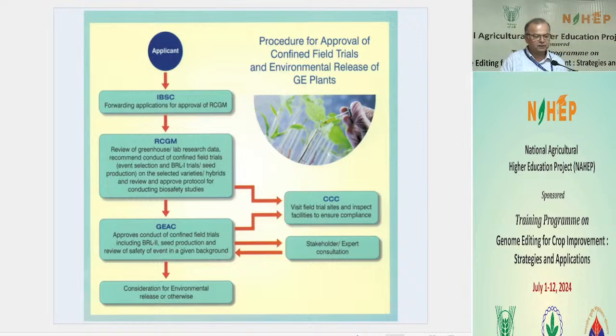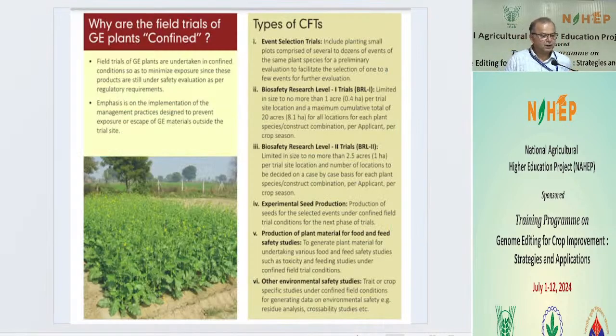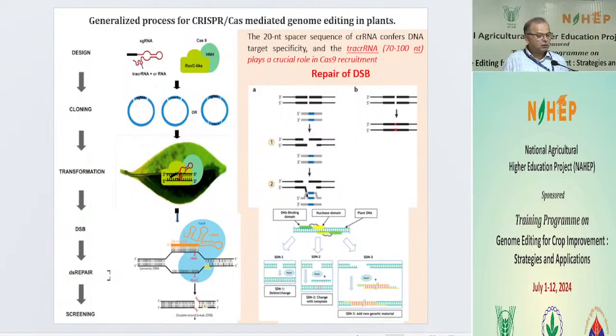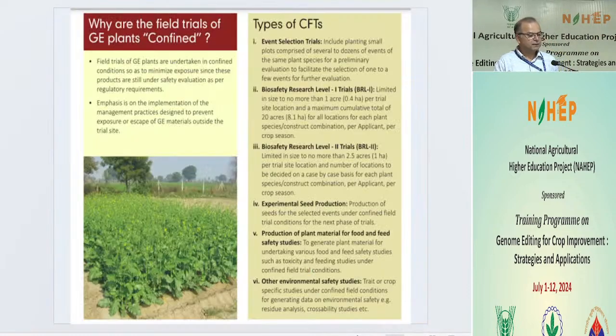So as I was telling you, first of all, why is field trial important? Because this is the first time you are growing your plants in the natural environment, but that field trial will be confined. Why confined? Because the biosafety analysis or analysis of other data is still under process. Therefore it is confined. You are not allowed to grow in a very widespread manner, but in a designated place in a very confined way. Therefore it is called confined field trial.